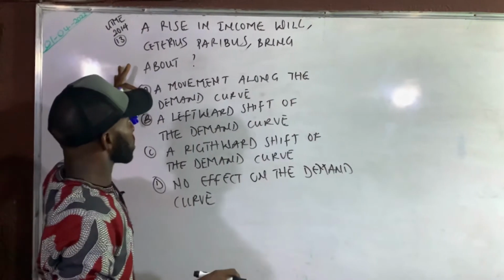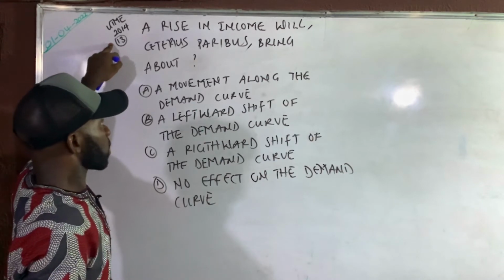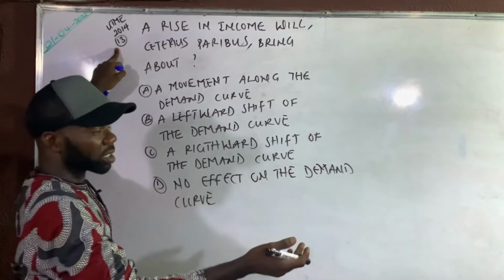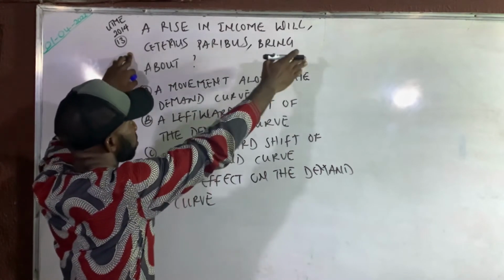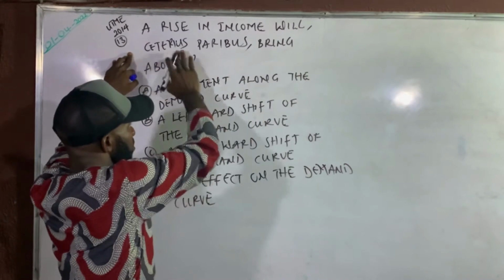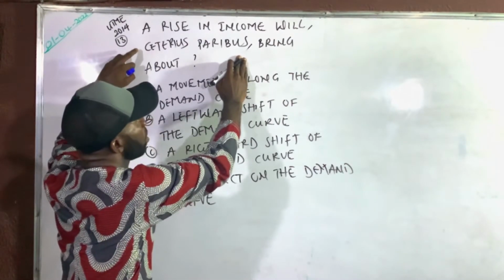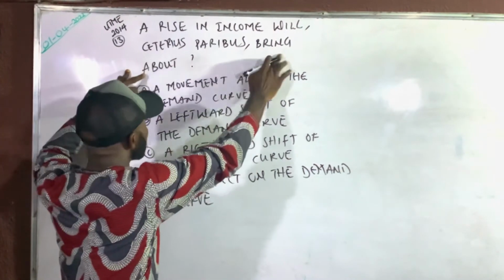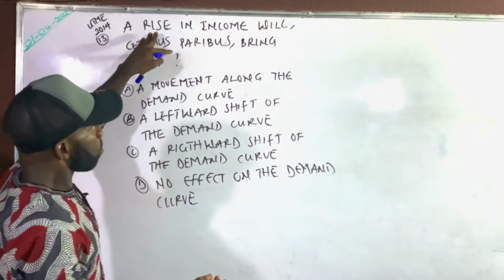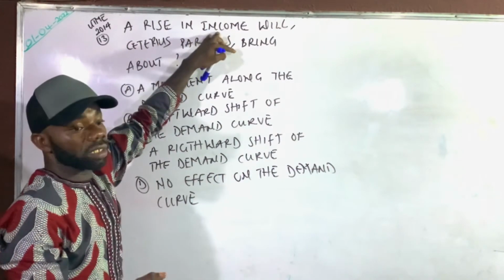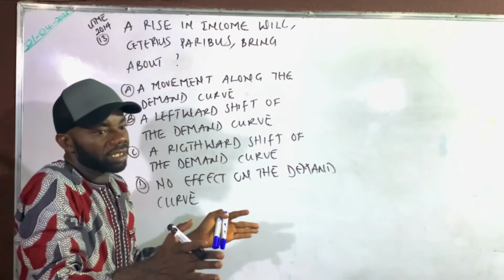Now we can take another question from UTME 2014, question 13, which says: a rise in income, ceteris paribus, meaning all things being equal, brings about what? That is, when we have a rise in income, it means an increase in income. So it's one part of the change.